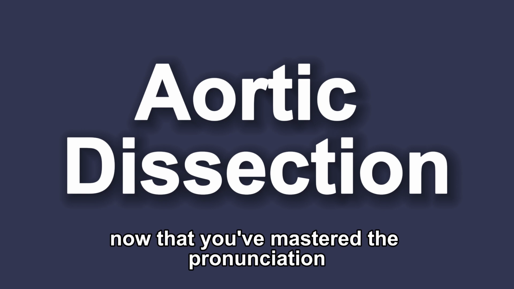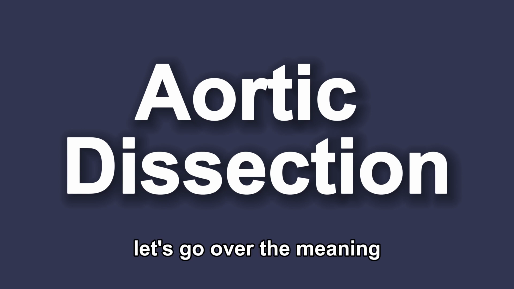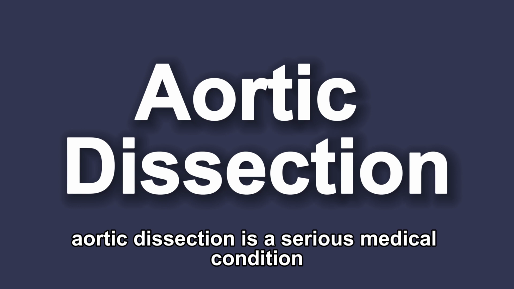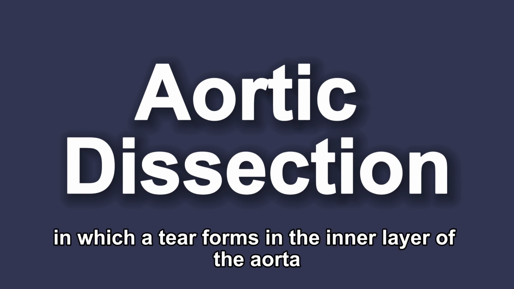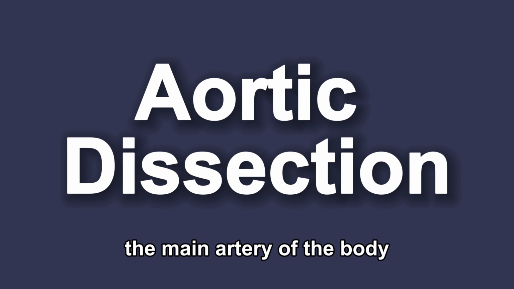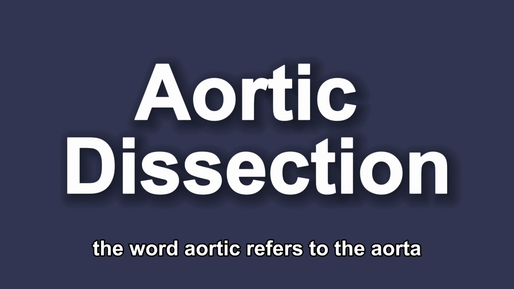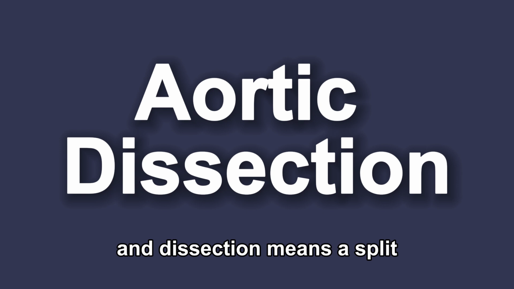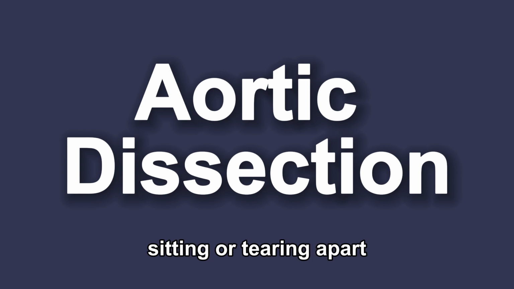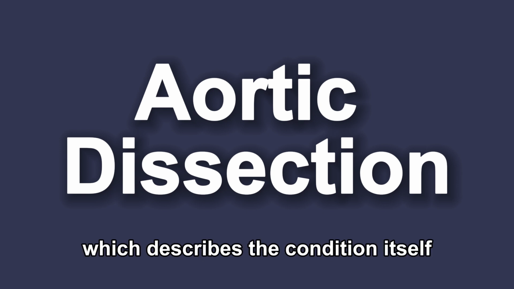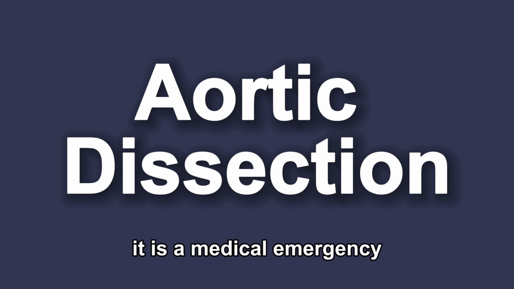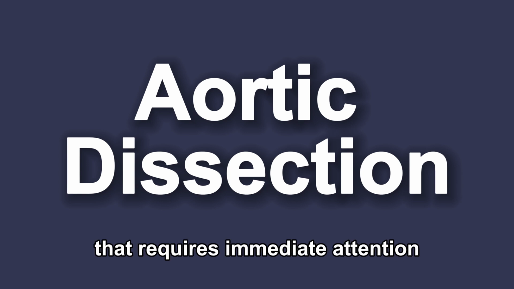Now that you've mastered the pronunciation, let's go over the meaning. Aortic dissection is a serious medical condition in which a tear forms in the inner layer of the aorta, the main artery of the body. The word aortic refers to the aorta, and dissection means a splitting or tearing apart, which describes the condition itself. It is a medical emergency that requires immediate attention.